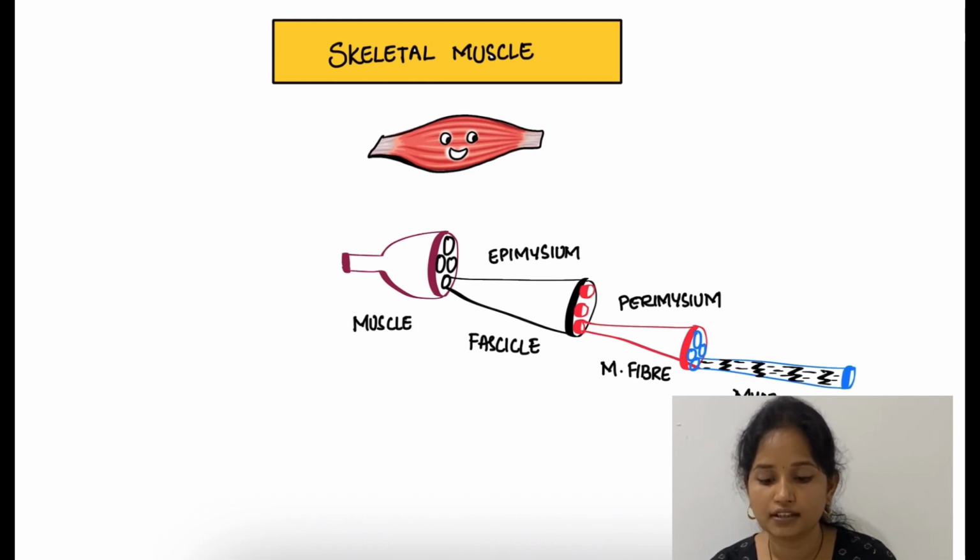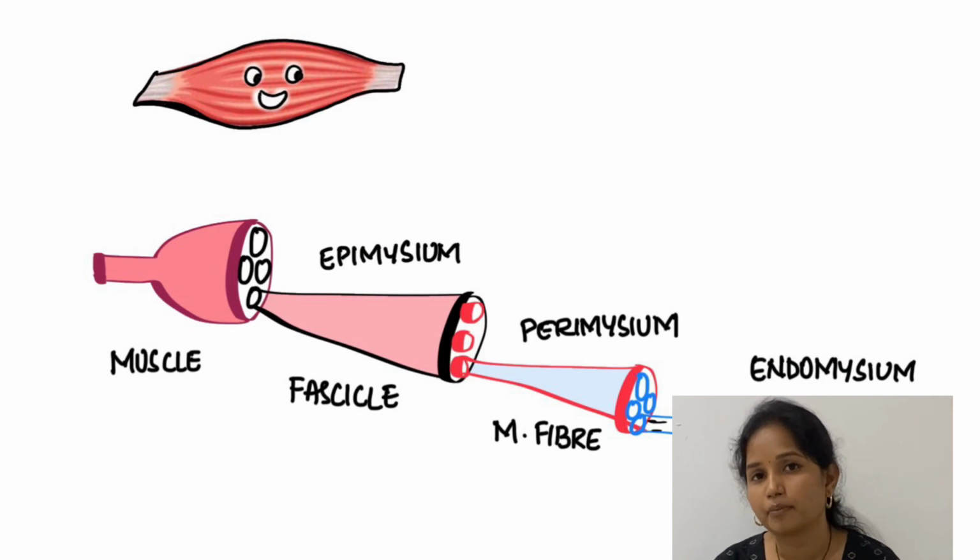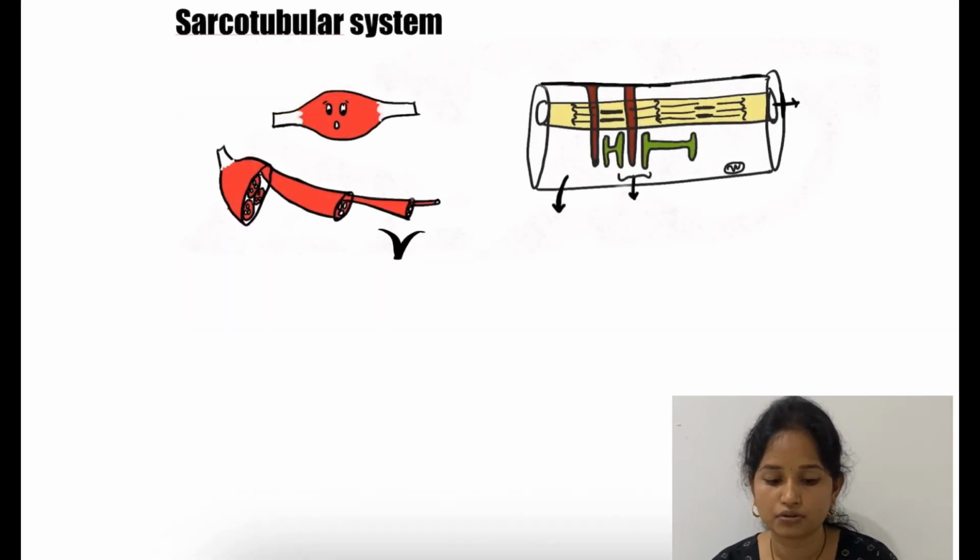So these are the coverings of the muscle, and also how the muscle is divided. From the muscle, the fascicle is derived. From the fascicle, the muscle fiber is formed, which is similar to a cell. That is the muscle cell, and within the muscle cell you will be having myofibrils. So now coming to the sarcotubular system.